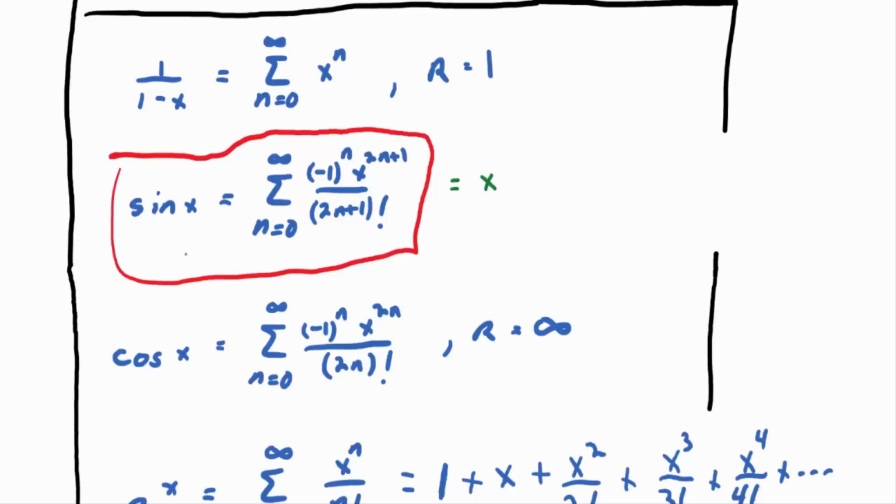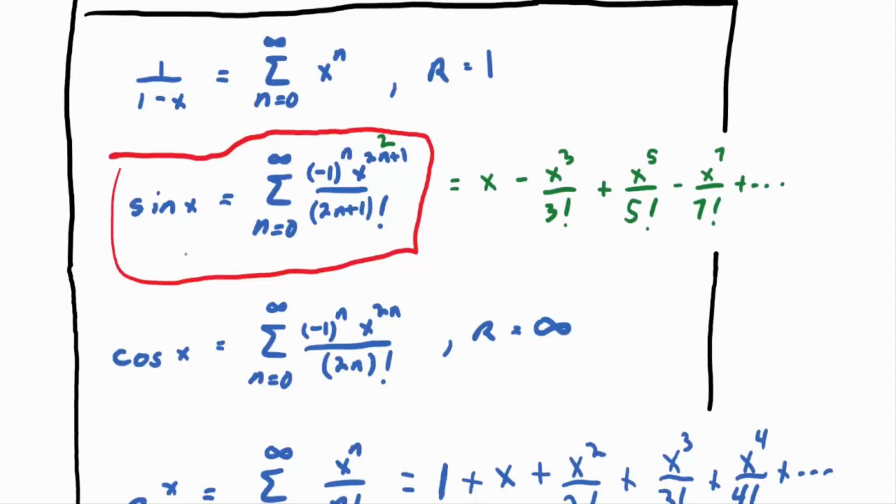And then it's going to alternate from there, right? Minus, what's the next one? If you plug in n equals 1, you get 2 times 1 plus 1, x cubed over 3 factorial, plus, you plug in 2, you get 2 times 2 plus 1 is 5, x to the 5 over 5 factorial. Now you've got the pattern. What's the next one going to be? Plus dot, dot, dot.